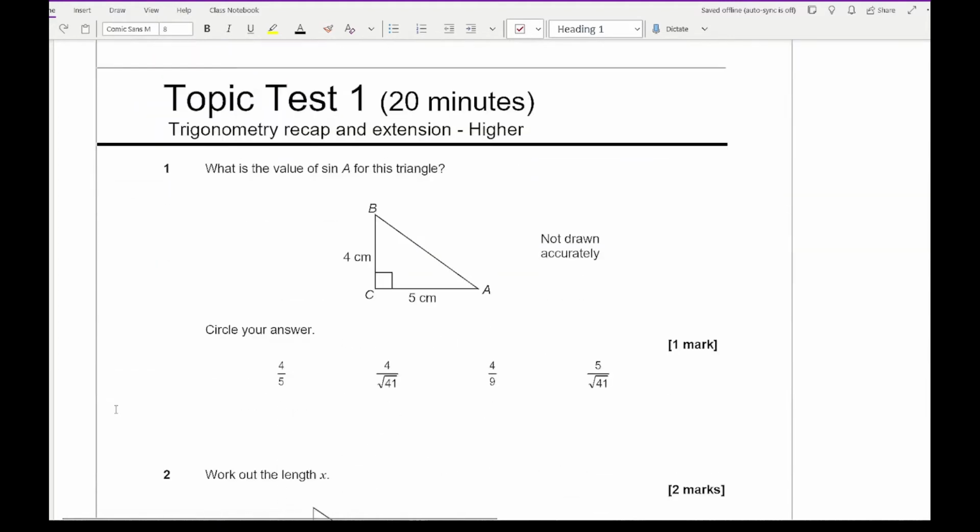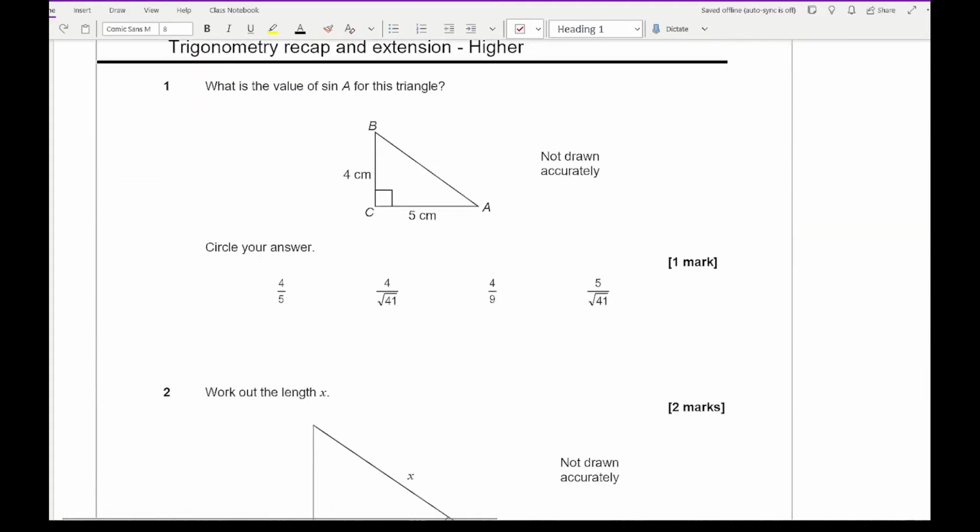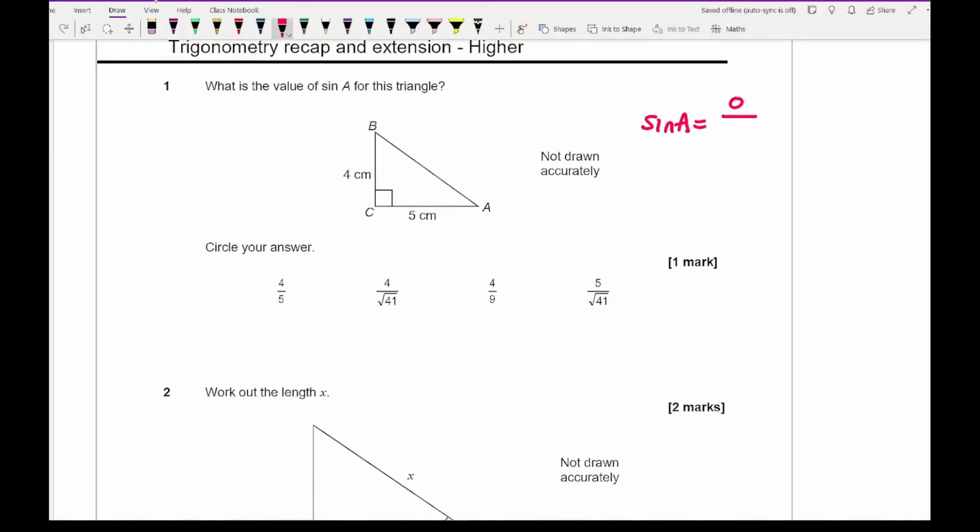Looking at question 1, it says, what is the value of sine A for this triangle? Now for this, it's only worth 1 mark, but I would say it's probably expected to do it in a minute. Sine A is going to be opposite over hypotenuse. And looking at this particular triangle, we don't know what the hypotenuse is going to be. So I'm going to have to use Pythagoras to work out what BA is going to be.